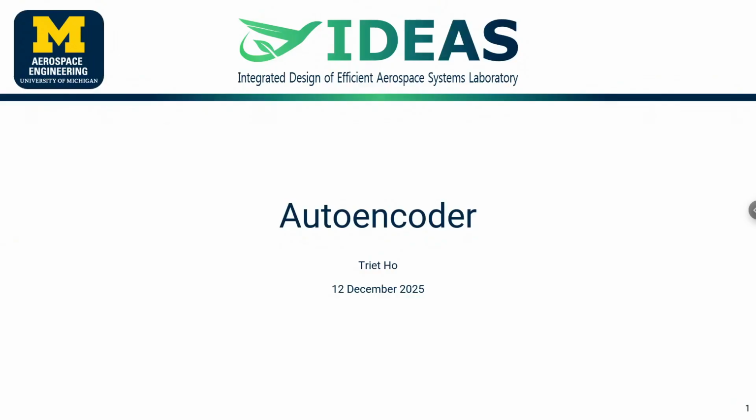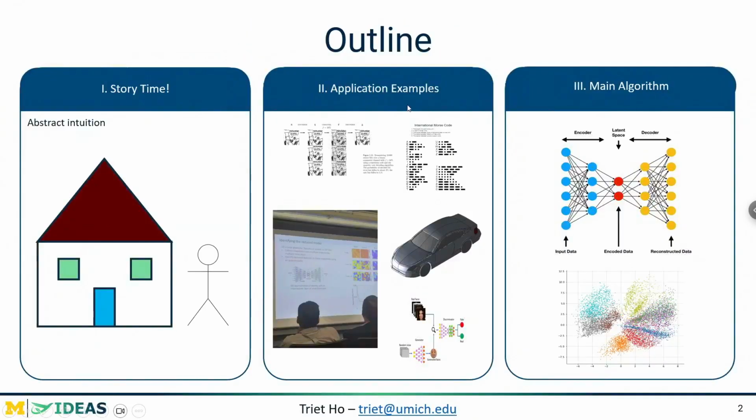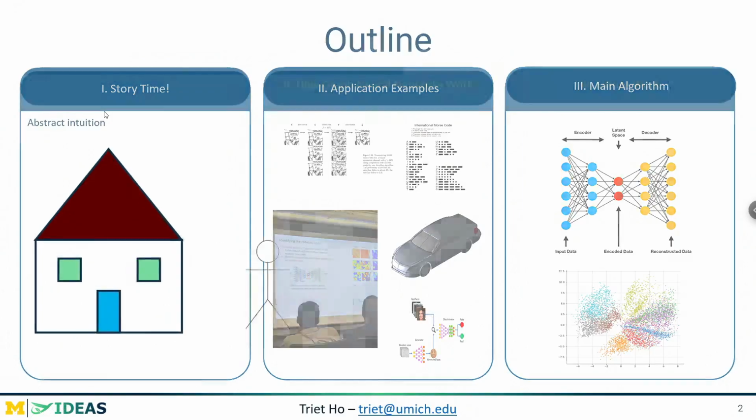Today's lecture is on Autoencoder. Today's lecture outline is going to be a little different. I'm going to first go over stories, and then show you some application examples where the concept is used. Finally, I'm going to go over the main algorithm. The main takeaway from this lecture is actually the stories I'm going to tell you.